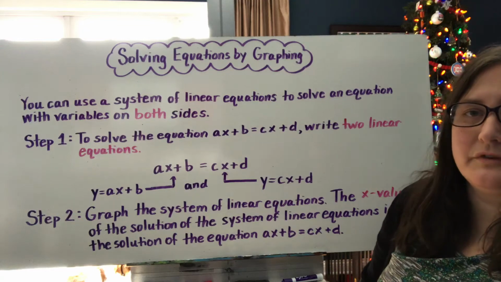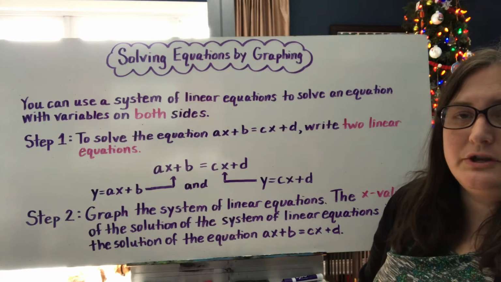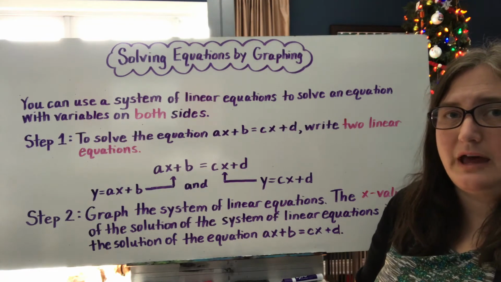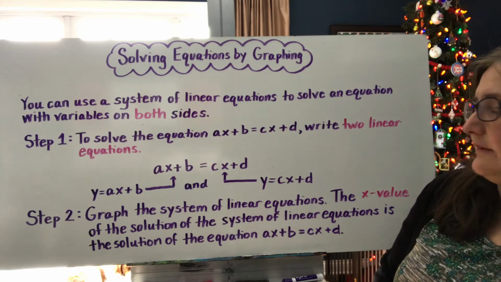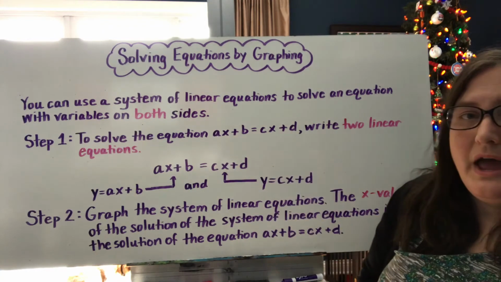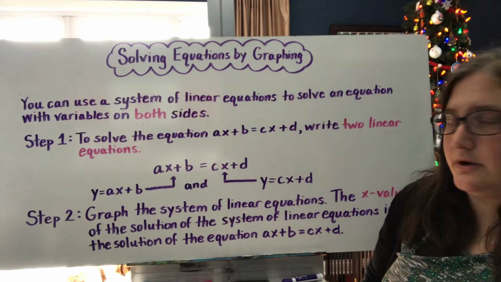Today we're going to talk about solving equations by graphing. You can use a system of linear equations to solve an equation with variables on both sides. In order to do this, you have to have an equation with variables on both sides, like I have an x on both sides here, and you're going to write it as two separate equations.